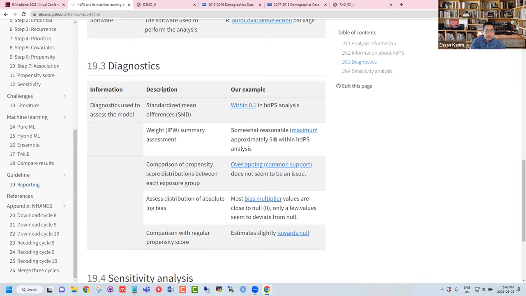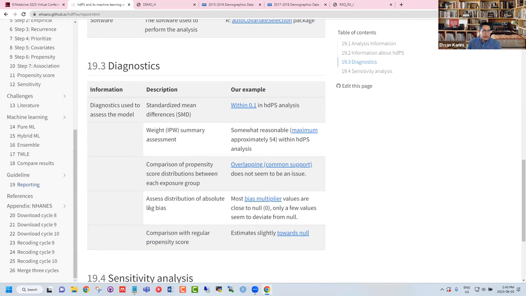We have to also compare the propensity score distributions between the exposure groups. The overlap, or common support, was not an issue in our case, but you can imagine that when you are using a highly predictive machine learning algorithm, sometimes most of the values could go either close to one or close to zero. In that case, you would have a non-overlapping problem, and you have to be very careful in checking this non-overlapping issue before making any reasonable comparison.